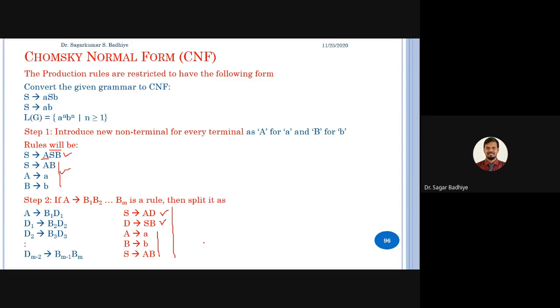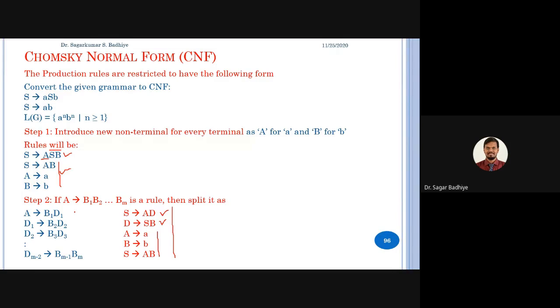Is there any other issue? See, if there is a question on CNF, this is the easiest question to solve in TOC. You just need to introduce new symbols and replace them, right? So I hope you understood it well, and that's why I am giving you three questions to solve now, and in the next class we'll start with GNF.